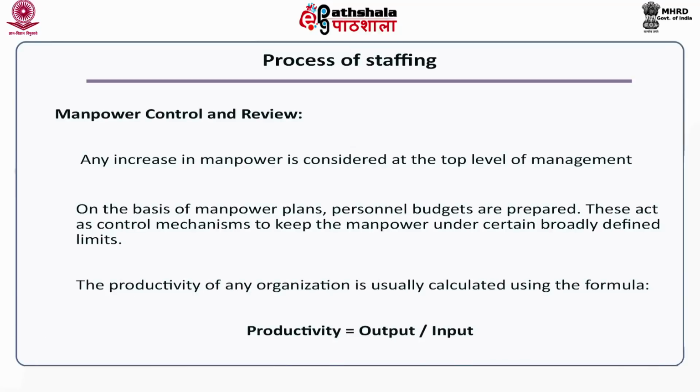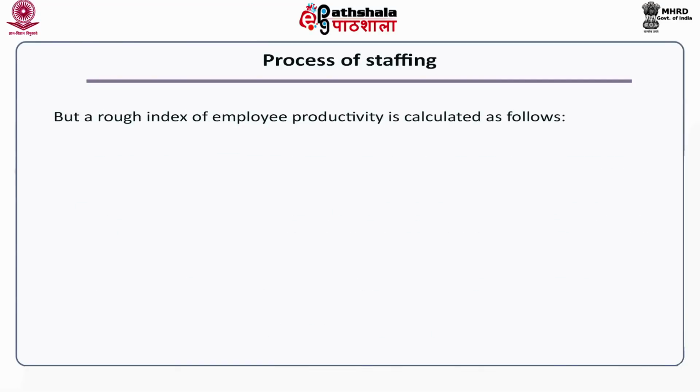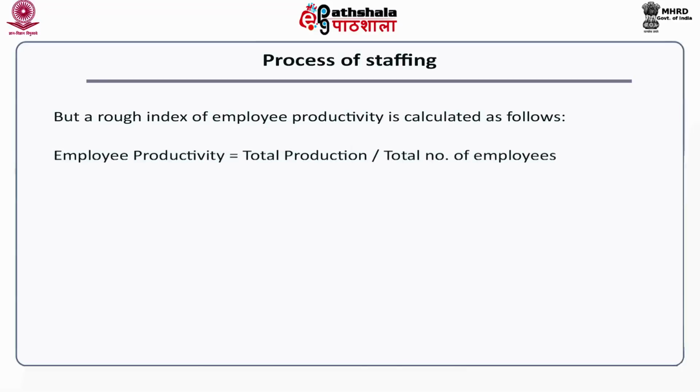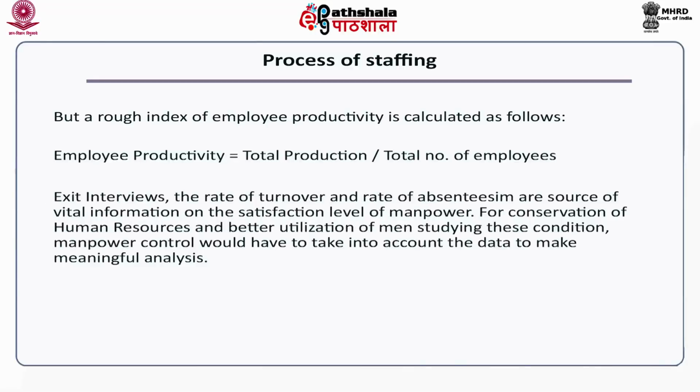The productivity of any organization is usually calculated with the formula where productivity equals output divided by input. But a rough index of employee productivity is calculated as employee productivity equals total production divided by the total number of employees. Exit interviews.